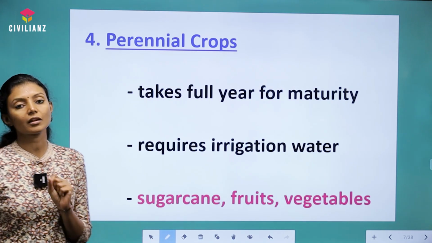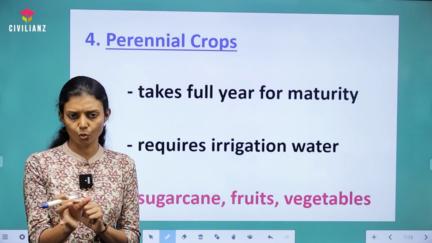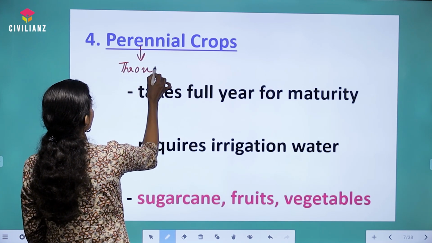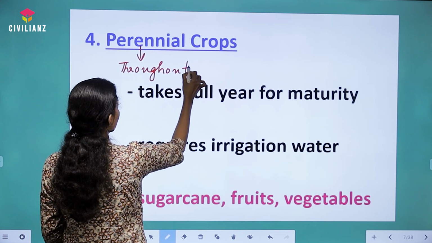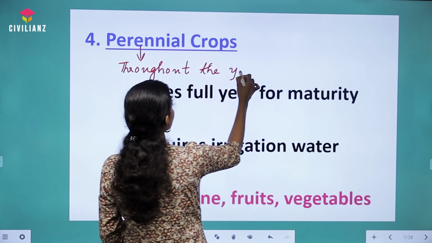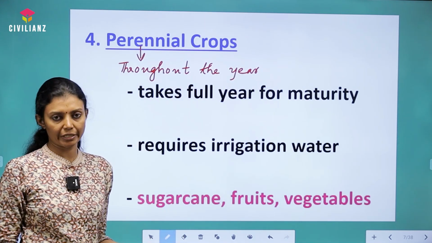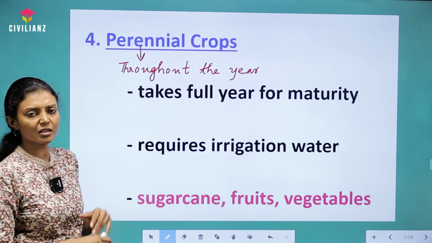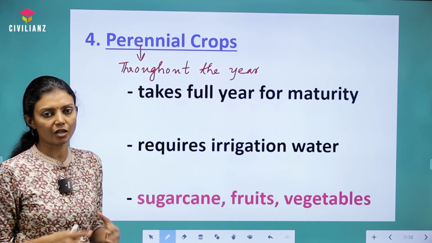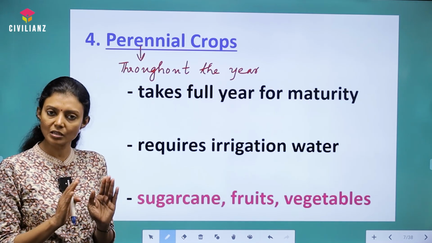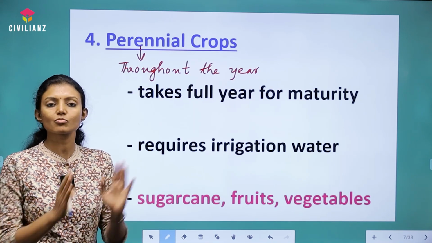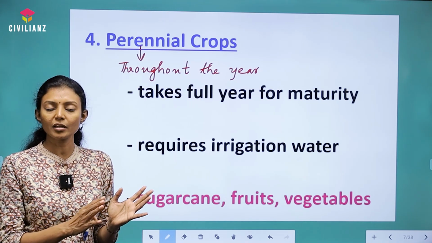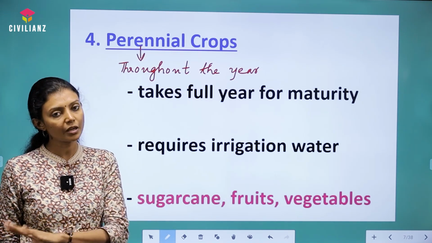Coming to perennial crop. As the word suggests, the meaning of perennial is throughout the year. So if I say a perennial river, what does that mean? Water is available throughout the year. That is, it doesn't dry up. That is a perennial river. So the word perennial indicates something which is available throughout the year, or something which happens throughout the year. Perennial irrigation means you are supplying water throughout the year as per the requirements.